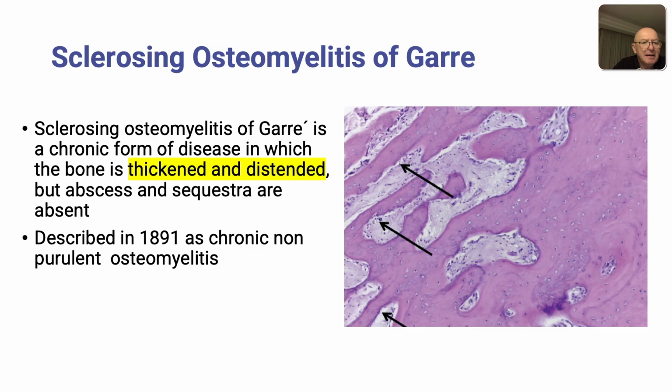Garrè was described in 1891. I wonder how he, without X-ray, described this syndrome so accurately. There is a chronic form of disease in which the bone is thickened and distended, but there is no abscess and no sequestra, even histologically. Next slide, please.